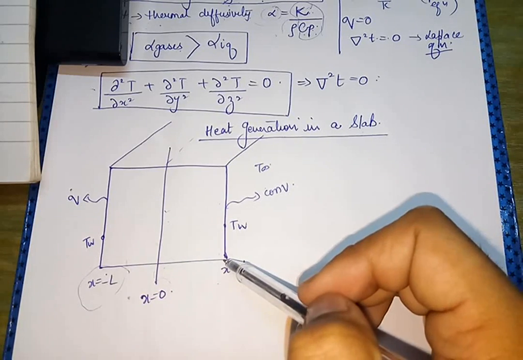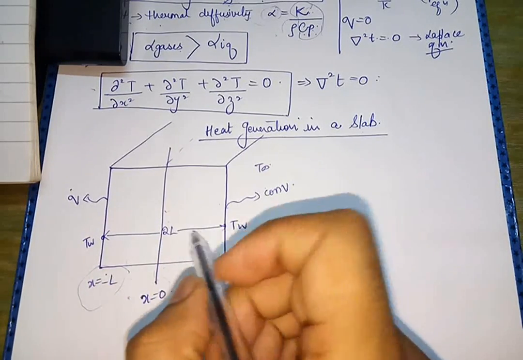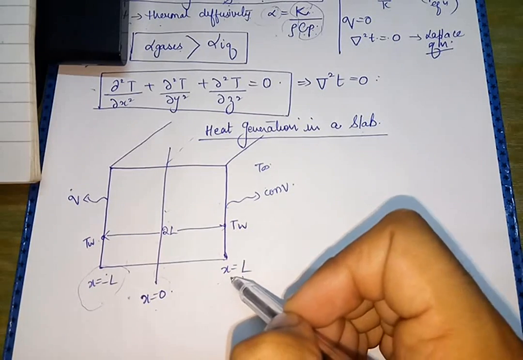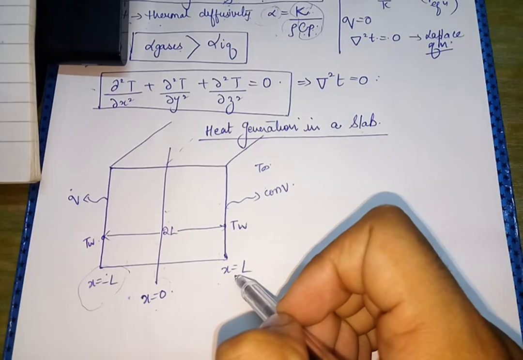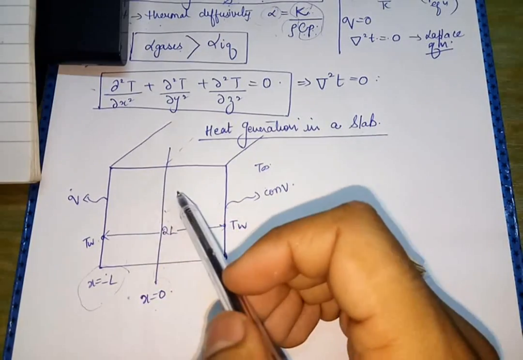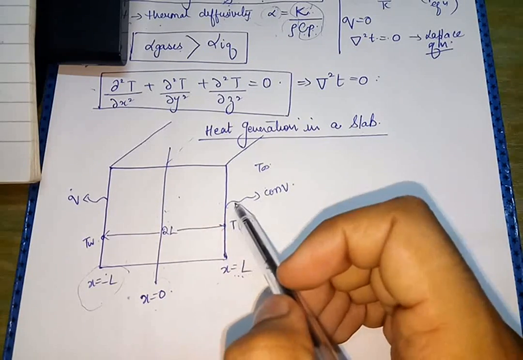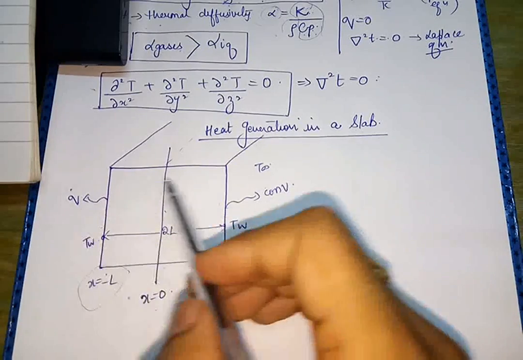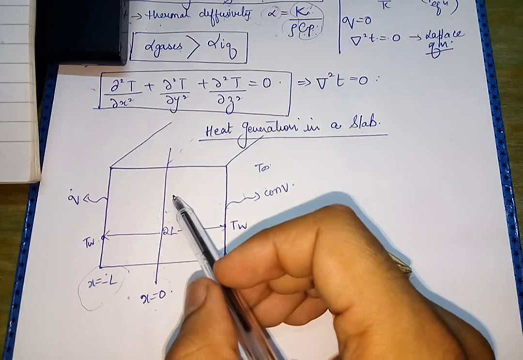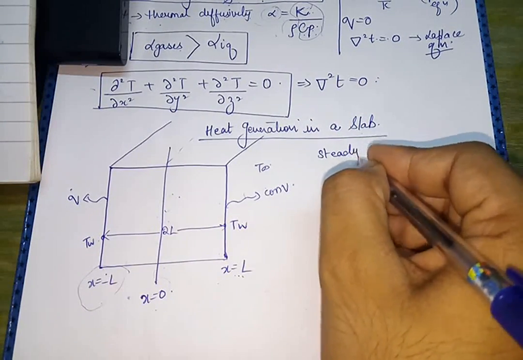So the total length would be 2L, such that the extreme left is at x equals minus L, middle is x equals 0, and extreme right is x equals L. Now, to maintain the steady condition of the slab while the heat is being generated, the heat must be convected off from both the walls to the atmosphere. Then only the steady state in this slab will be maintained.